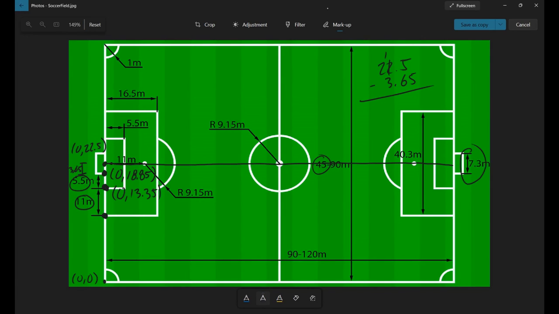All right, I'm gonna let you figure out the y-coordinate for this last point, but it's gonna be 11 below 13.35. All right, the next video we'll see how to add a point and then use that point to cut the line.